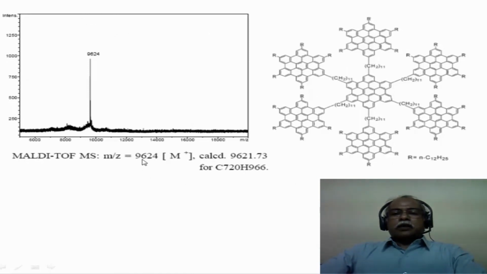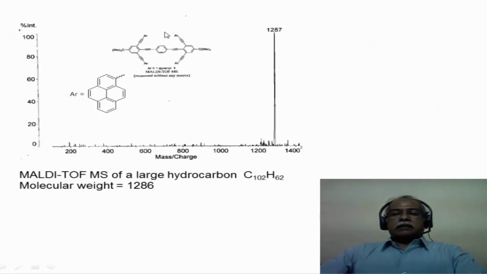This is a fairly large molecule. Molecular weight is fairly high, 9624 in this particular case. The molecular formula is C720H966. It's basically a hydrocarbon molecule containing only carbon and hydrogen, with a molecular weight of 9624. MALDI spectrometry clearly shows a peak around 9624, indicating the formation of this particular molecule, which is a large synthetic molecule where hexabenzocoronene has been connected to the central core. This is like a starburst kind of molecular system that is investigated here.